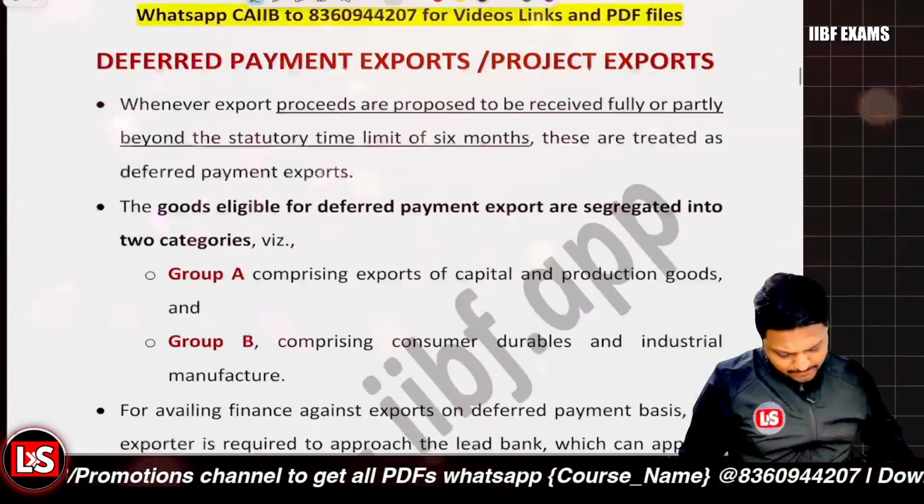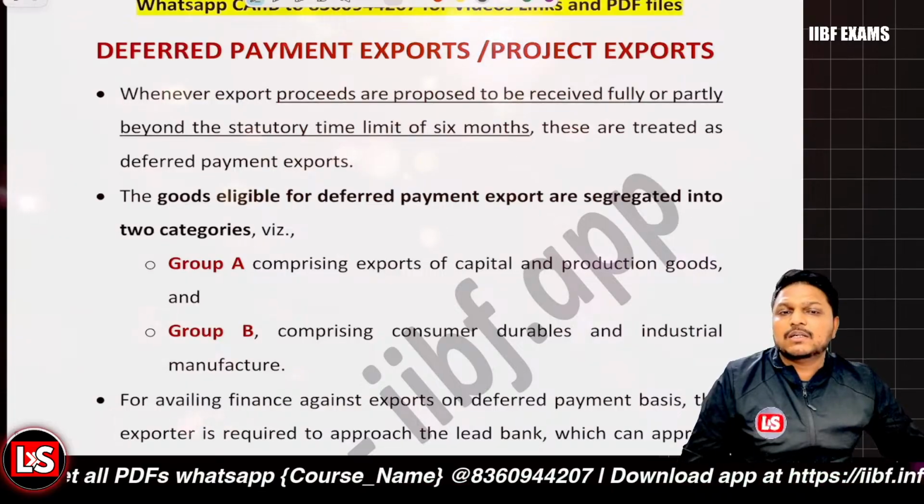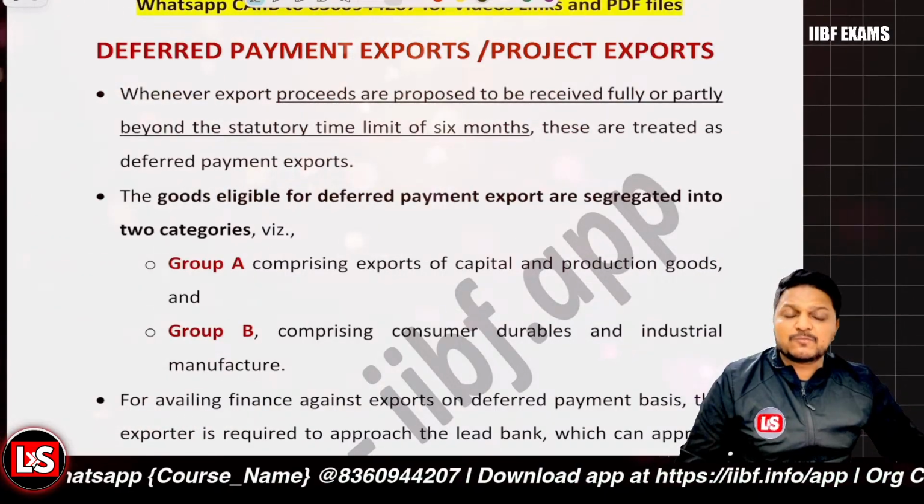After that, the next topic is about the deferred payment exports or the project exports. Deferred payment export means what?